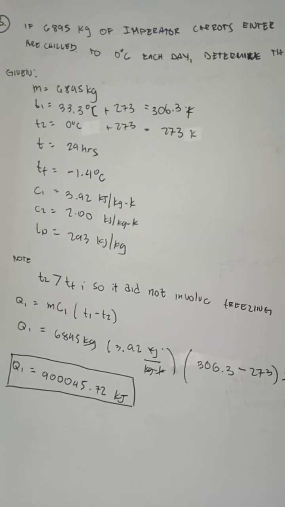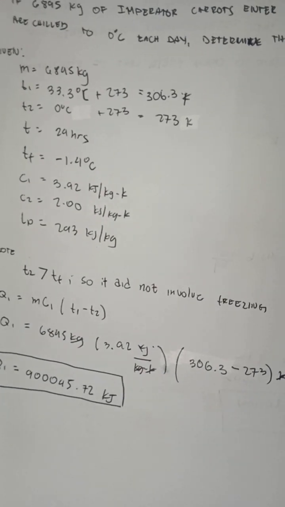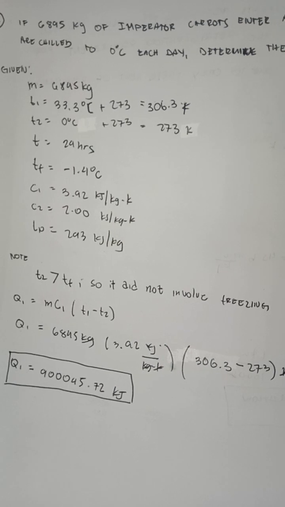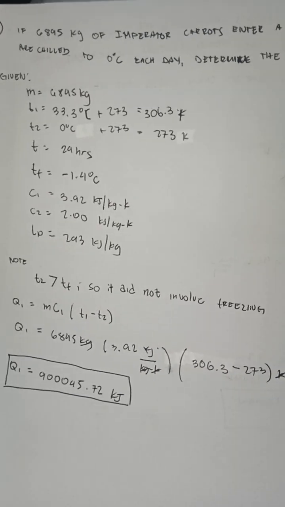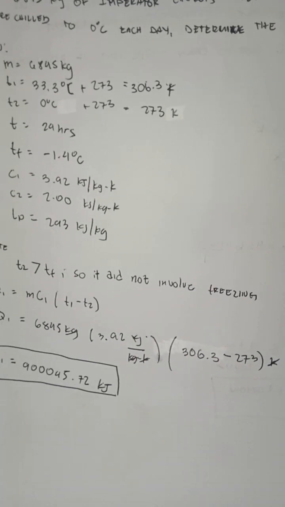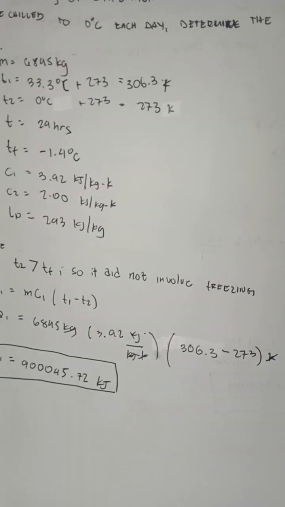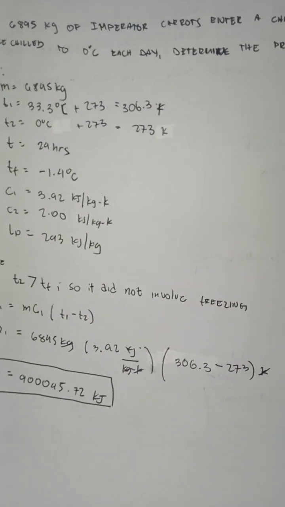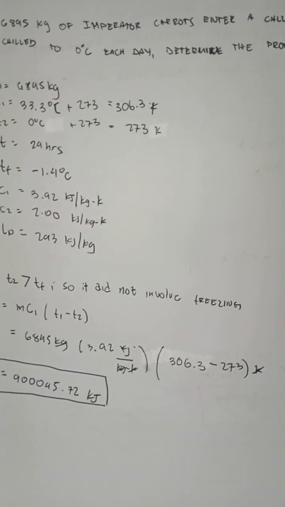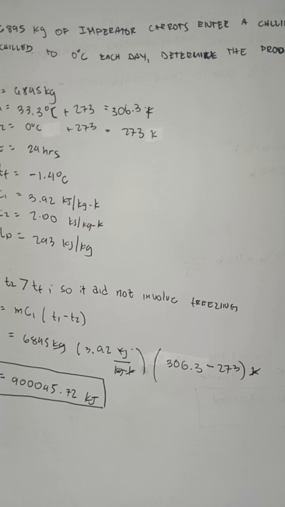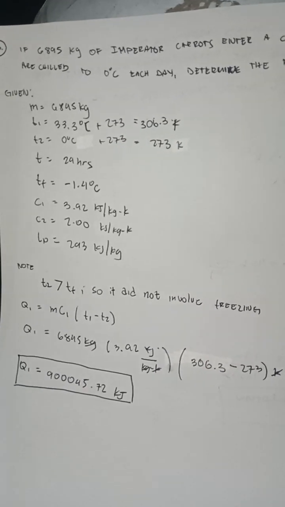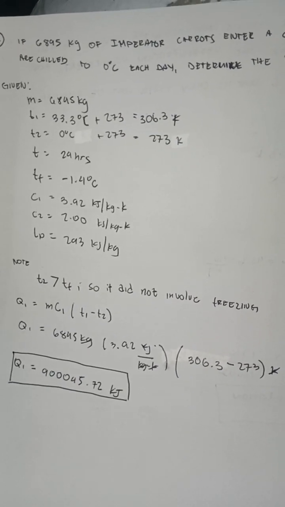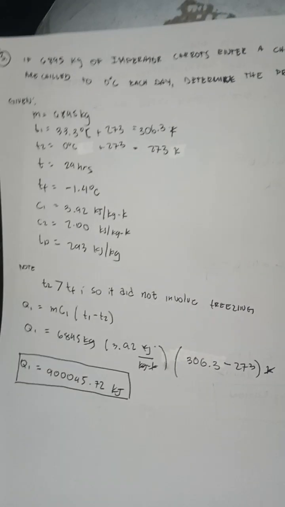Q1 equals MC1 times T1 minus T2. Then substitute M equals the mass 6,845 kilogram. Then the C1 3.92 kilojoules per kilogram Kelvin times 306.3 minus 273 Kelvin. Cancel the like terms. Solve. The answer is Q1 equals 900,045.72 kilojoules.